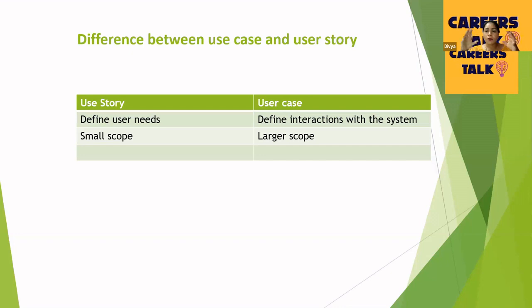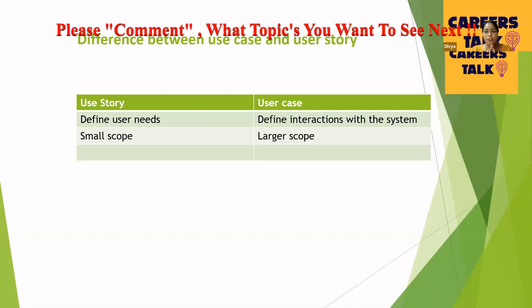Now, suppose you are building an online shopping website. What are the various systems involved and how does the user interact with the system? Are there any other systems interacting with this particular system? So the use case describes the entire function, the whole picture of the system. So it gives a larger scope, whereas a user story just concentrates us on a smaller scope.